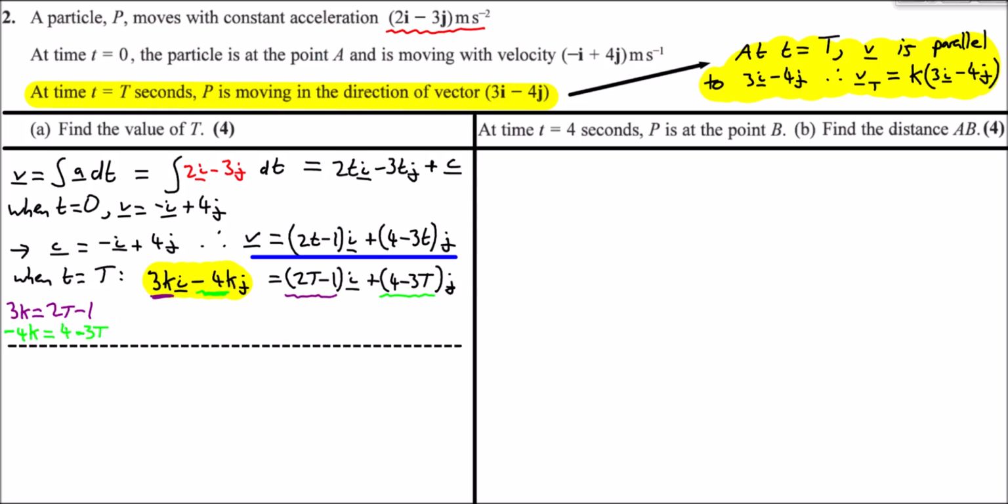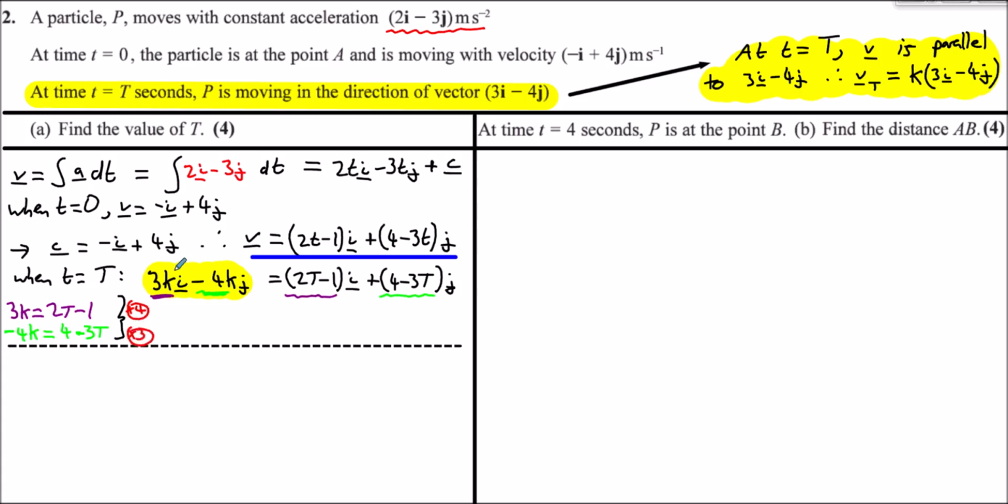Now these, as you can see, are simultaneous equations. If I were to try and eliminate k, I'm not really interested in k, I'm trying to find t here. I could use my calculator for this, of course, a simultaneous equation solver, but I'm just showing you algebraically. To eliminate k, I could get the coefficients of k to be equal in magnitude. So I multiply the top equation by 4 to get 12k's, and multiply the bottom one by 3 to get minus 12k.